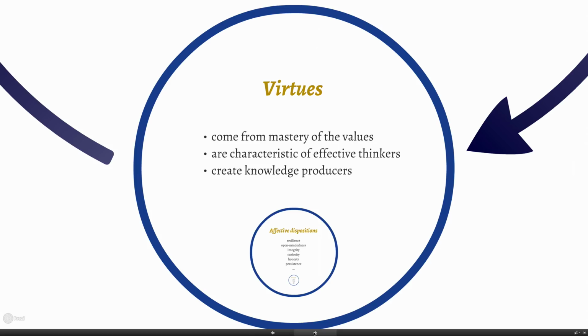What a practice in the values leads to is a range of virtues which come from mastery of these values. These things are characteristic of effective thinkers. These are the sorts of things that, when you look at someone who's a paradigmatic critical thinker, they have these particular characteristics. I'll make the point too that it's people who have these virtues that create the knowledge of the future. The virtues create knowledge producers. So it's not just about learning knowledge, it's about how to produce it.